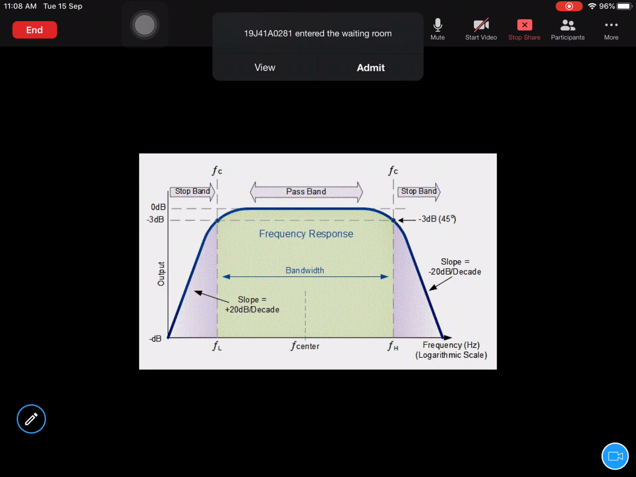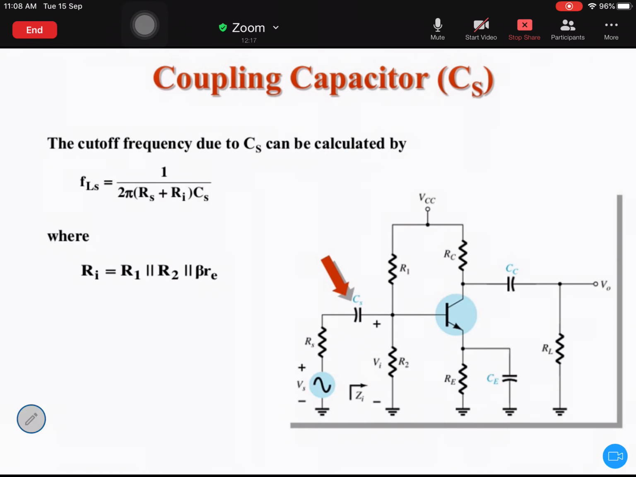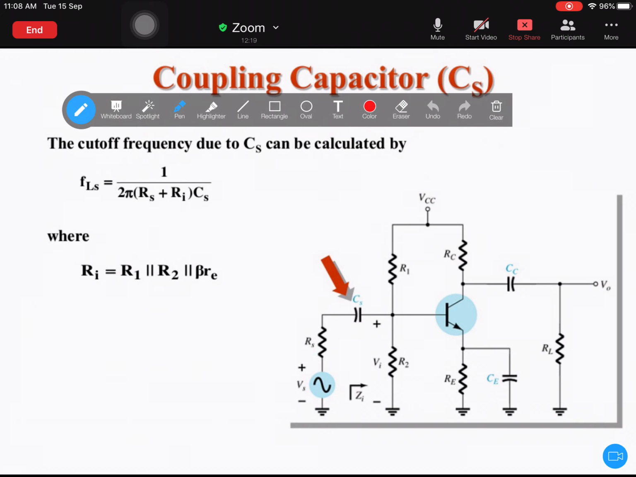One doubt is about why we use coupling capacitors. One more important point about coupling capacitors: what are they? One you use at the input side, the other you use at the output side. Why do you use these two coupling capacitors? This is CS, this is CC.